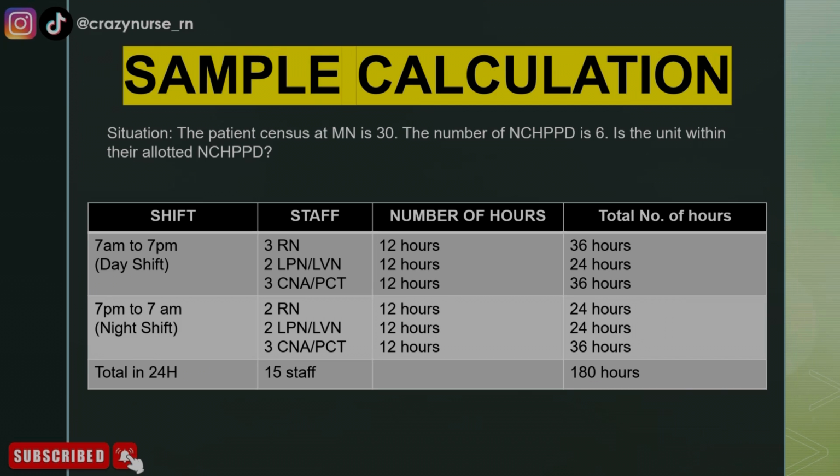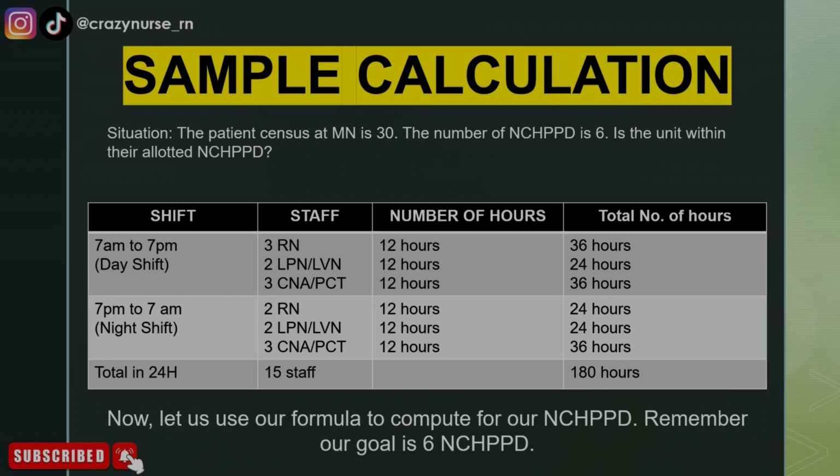So here are the total number of hours. Basically, we just need to multiply 3 times 12, that's 36. 2 times 12, that's 24. 3 times 12, that's 36. So the total of hours worked by our 15 staff in 24 hours is 180 hours. So we now have our total number of hours in 24 hours.